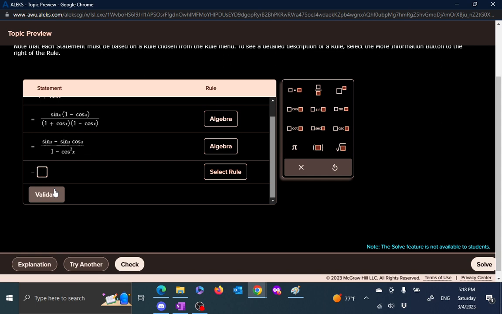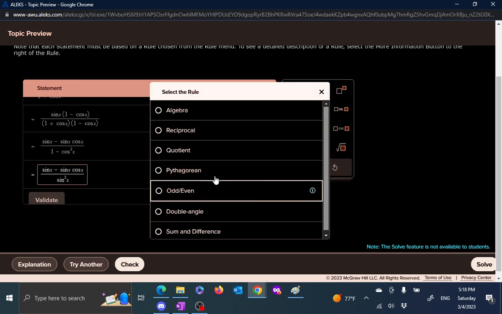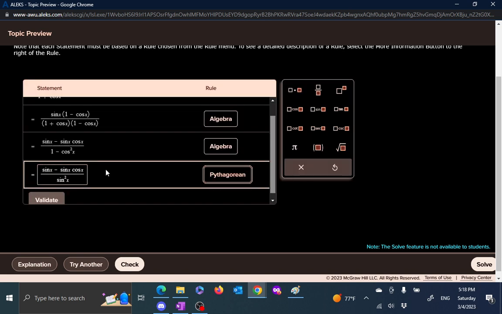Well, good. Now let's write the numerator as sine of x minus sine of x cosine of x. The denominator is sine square of x, and in doing that we just used the Pythagorean identity, is that right? Because 1 minus cosine square is sine square.